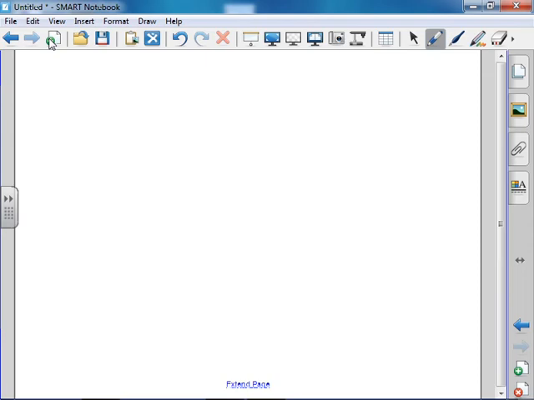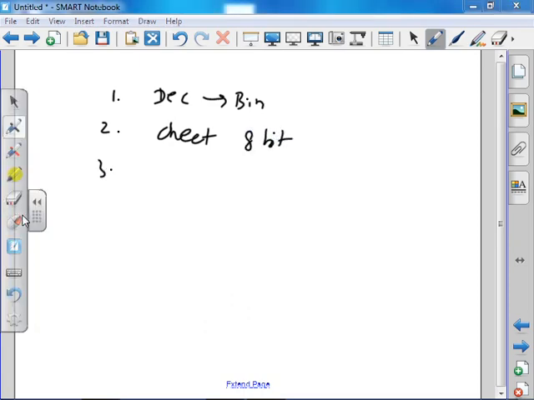First step, convert the given decimal number into a binary number. The second step, check if the binary number contains 8 bits. If it has fewer, add 0s at the leftmost bits to make it 8 bits.